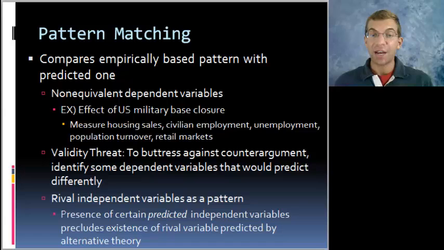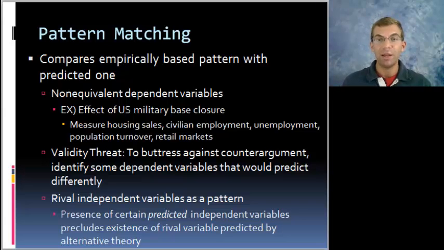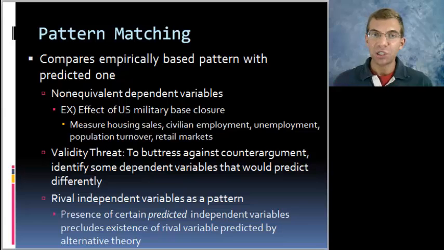One way to do this would be non-equivalent dependent variables. Dependent variables are things that you observe, the outcomes. So if you wanted to predict the effect of U.S. military base closure, this is the example in the book, that it would lead to economic downturn, how would you measure economic downturn? There's various things you can use: housing sales, civilian employment, unemployment levels, population turnover, retail stores failing. All these are different ways to measure different dependent variables that would all go along with the same predictive theory.